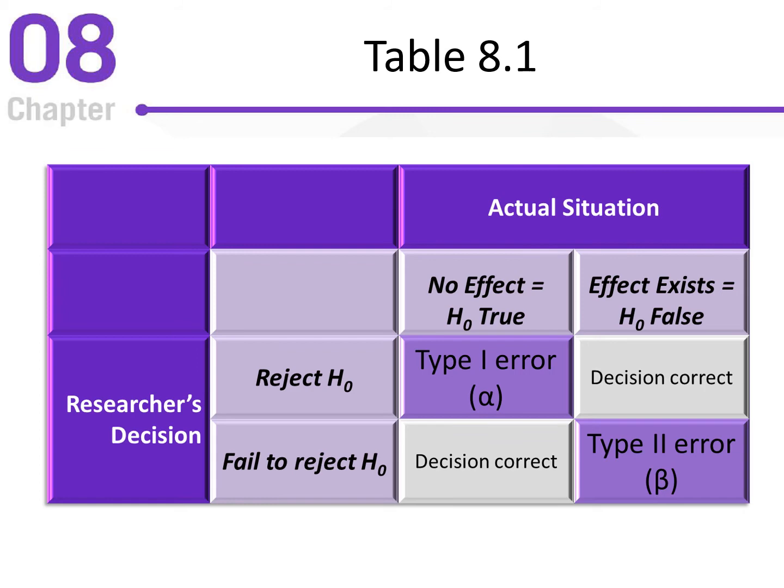So if I reject the null, and the null should be rejected, and it's false in the population, I made a correct decision. If I fail to reject the null, and the null is true in the population, that means there's no effect in the population, then I've also made a correct decision. And if I fail to reject the null, and the null is false, which means I should have rejected it, then I've made a type 2 error. So this table is important for you to understand and go through.